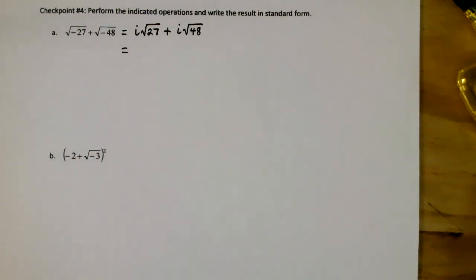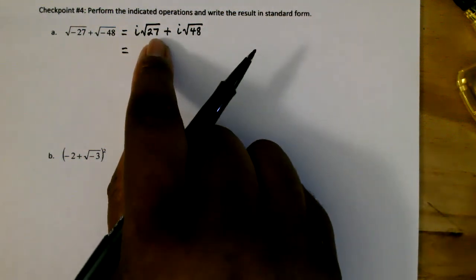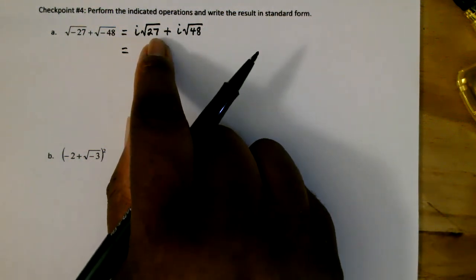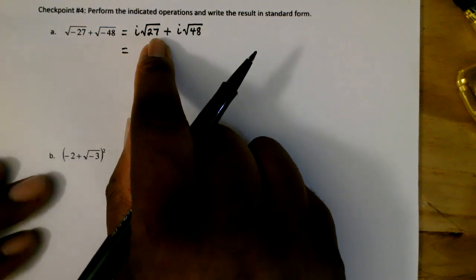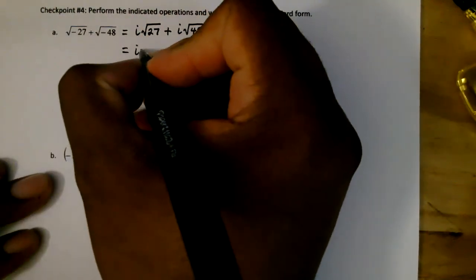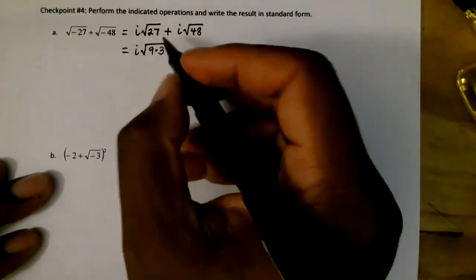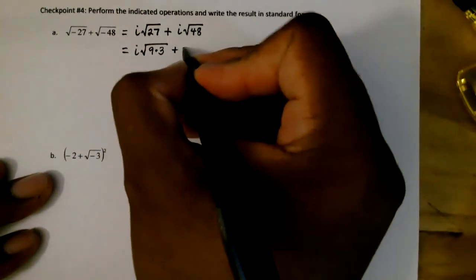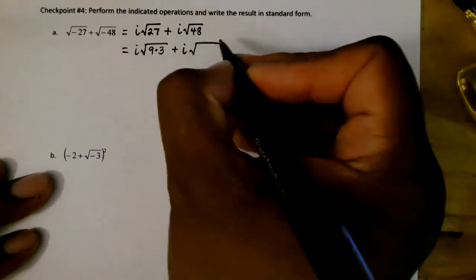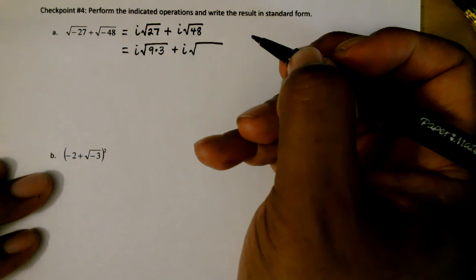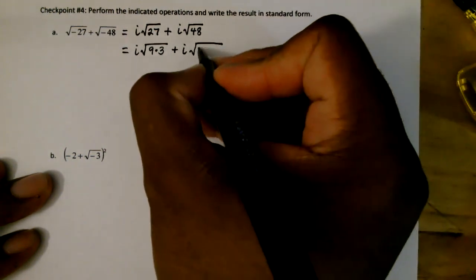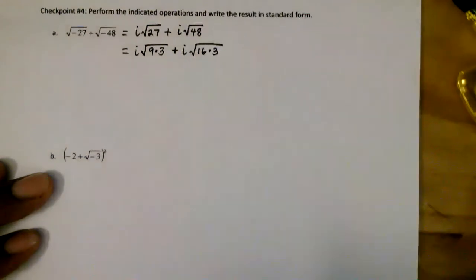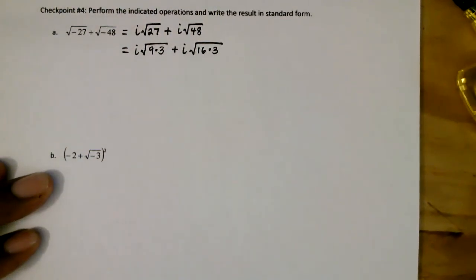So now, let's look at the square root of 27. It's not a perfect square, so I need the largest perfect square that goes into 27 evenly. And that's going to be 9, because I know 9 goes into 27 3 times. So I'm writing the square root of 27 as the square root of 9 times 3. Then plus i, square root of. I need the largest perfect square that goes into 48 evenly. That would have to be 16. That'd be 16 times 3. And I think I did a problem similar to that that has the square root of 48 in it.